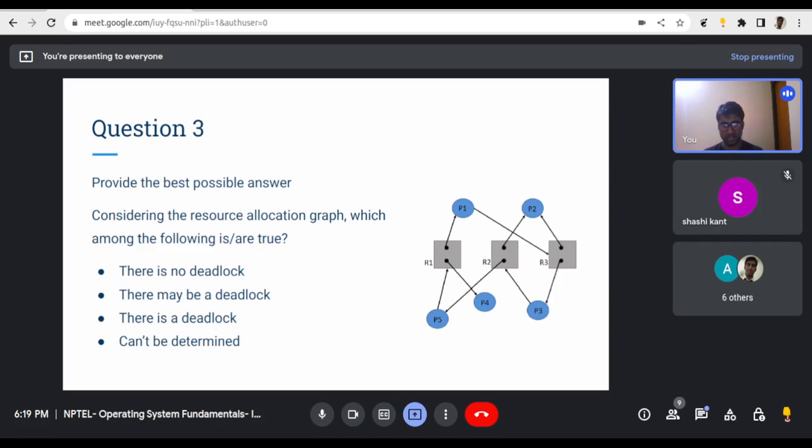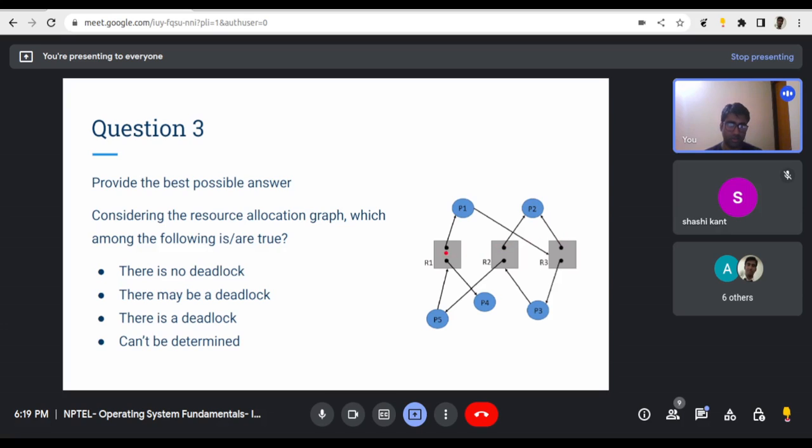Okay, let's study this graph for a bit. The process P4 does not require any additional resources, right? So P4 can go up till completion. Same is the case with process P2. It can go on up till completion, right?